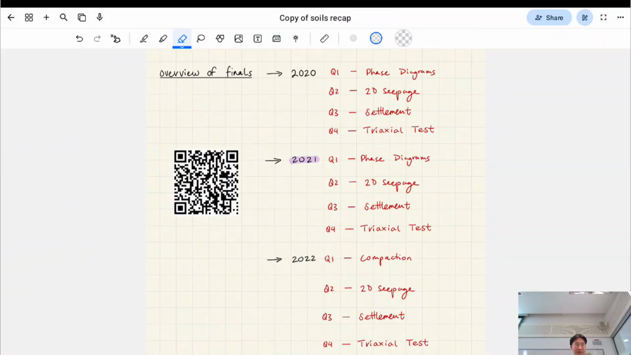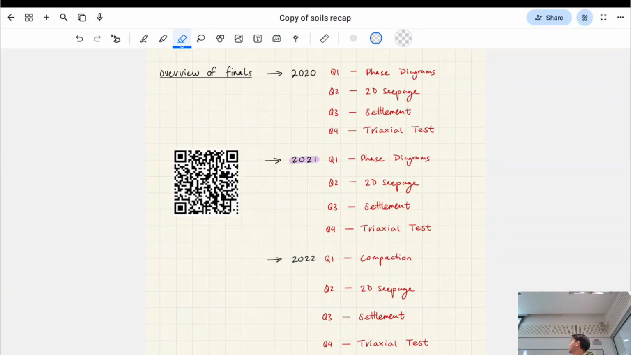But with that said, some of the topics are foundational, and they build on each other, and in the questions presented in the exam, you can see patterns. So there's stuff like phase diagrams, 2D seepage, settlement, triaxial tests. These things are pretty common.